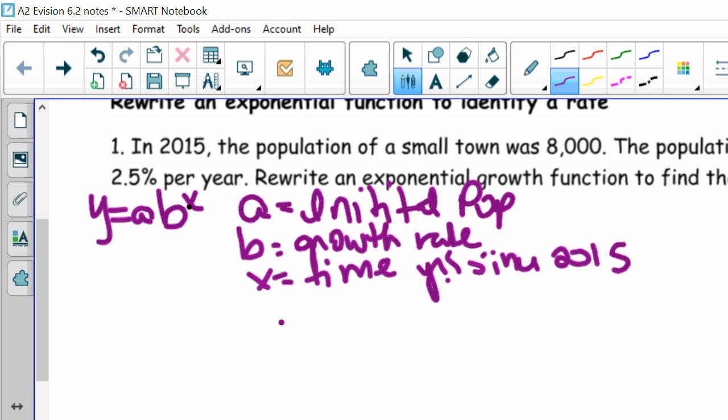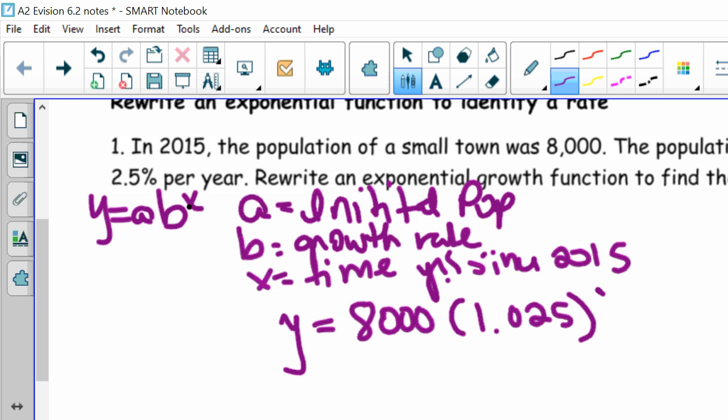So we would say y is equal to 8,000 times my growth rate. It's 2.5%, so as a decimal, that's 0.025. But since it's growth, we have to add 1 to that, so 1.025, and then to the x power.